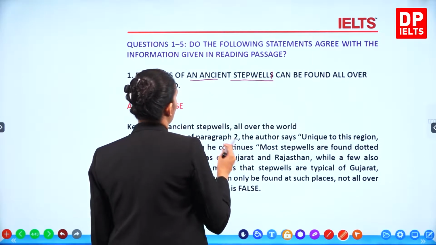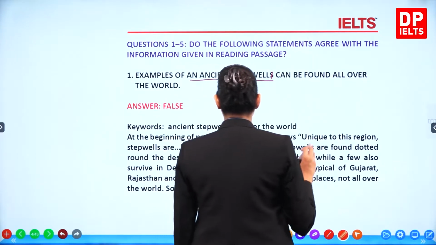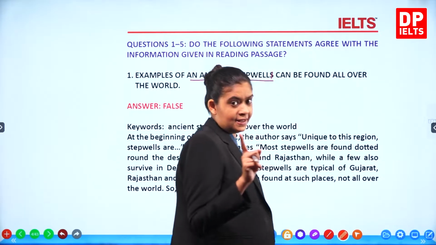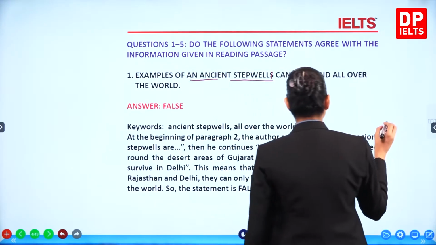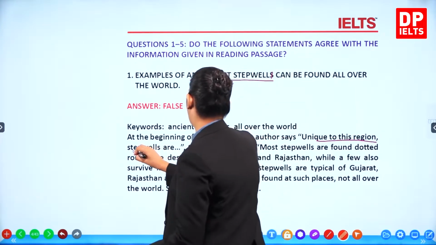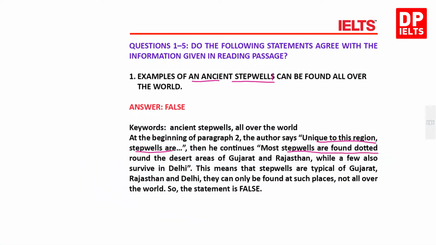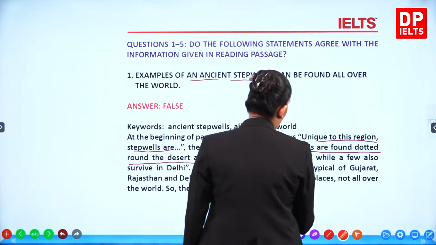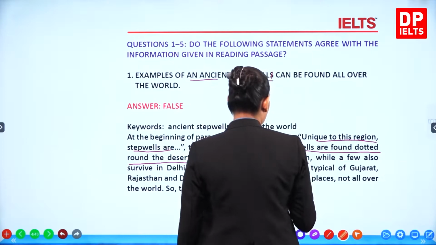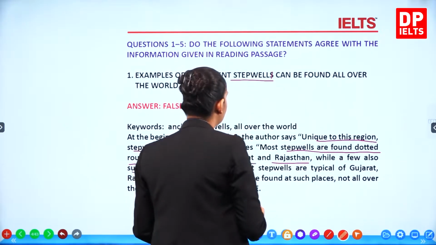Ancient step wells all over the world. At the beginning of para 2, the author says, right, unique to this region, step wells are. Then he continues, most step wells are found dotted around and in desert areas of Gujarat and Rajasthan, while a few also survive in Delhi. So what does this mean?